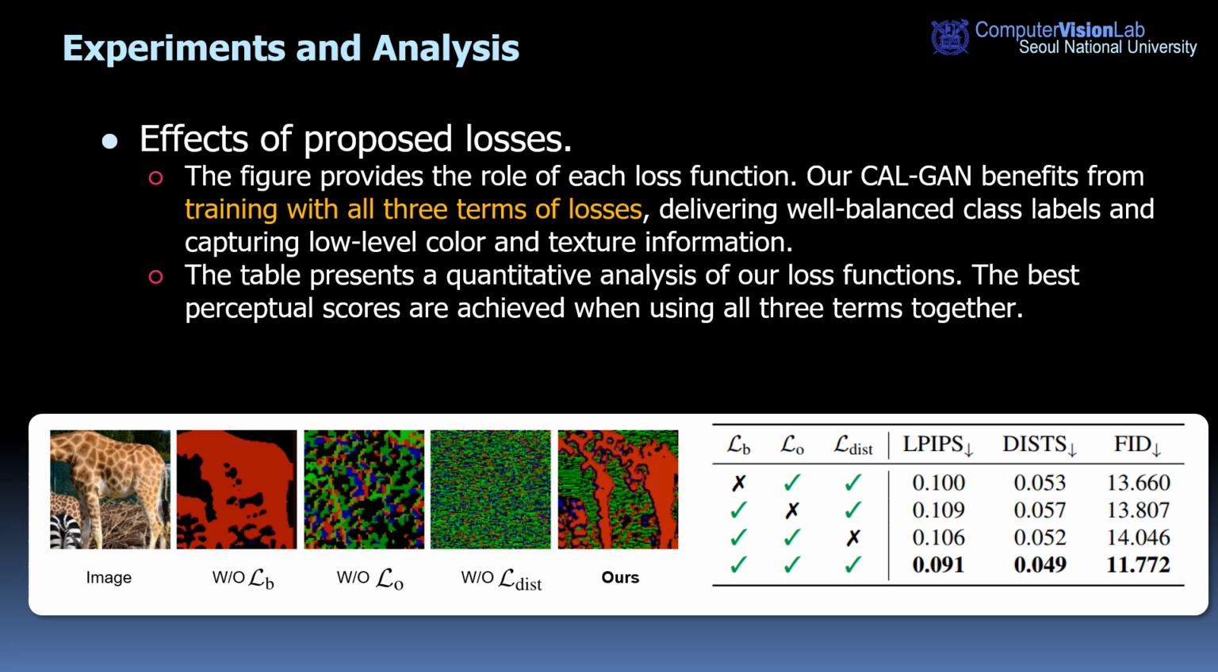In the figure, we see the importance of each loss function. Without balancing loss, some classifiers dominate, reducing class diversity. Removing orthogonal loss causes patch-like artifacts, as orthogonality ensures category independence. Without distribution loss, objects become indistinguishable, appearing as noise. In contrast, CalGAN performs best with all three terms, achieving balanced levels and capturing image details effectively. The right table quantifies our loss functions, showing the best result when all three terms are used in CalGAN.